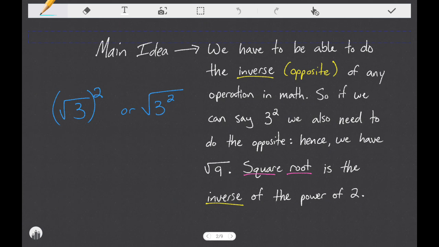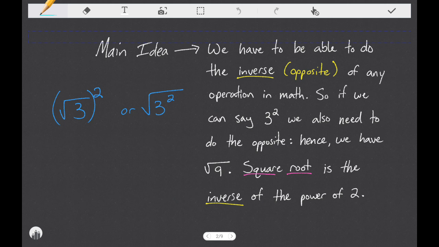So here's the main idea. We have to be able to do the inverse or the opposite of any operation in math. When we are solving equations, we have to be able to undo something. If there's add, we have to be able to subtract. If there's divide, we have to be able to multiply. So if there's a power of 2, we have to be able to undo that, which is what we call square root. If we can say 3 to the power of 2, we also have to do the opposite. Hence we have the square root of 9. So square root is the inverse of the power of 2.